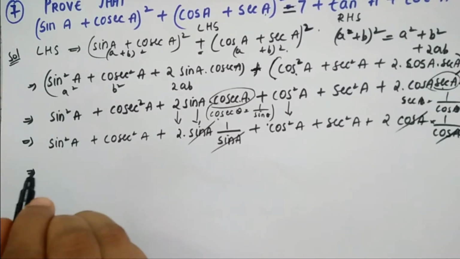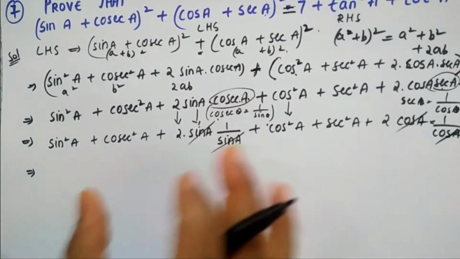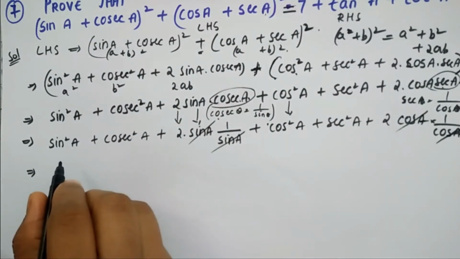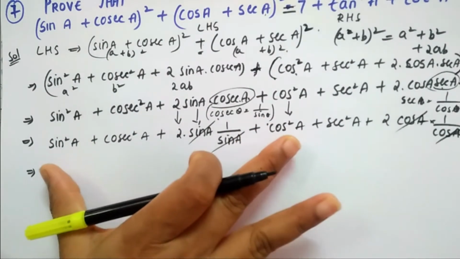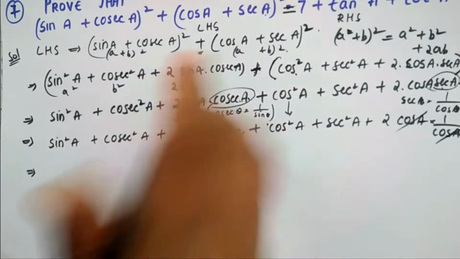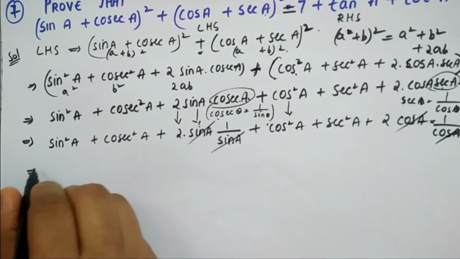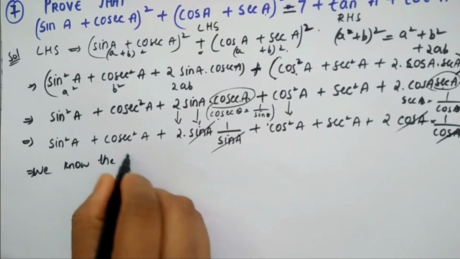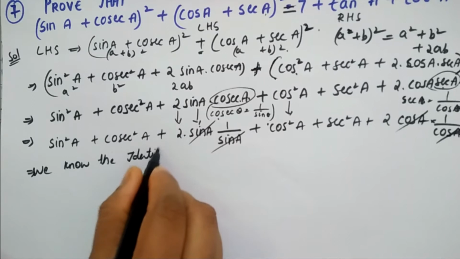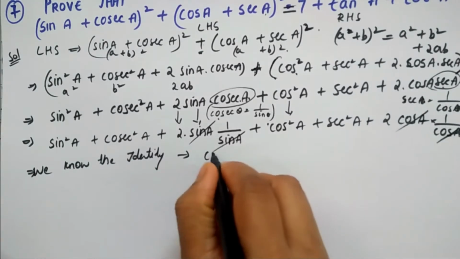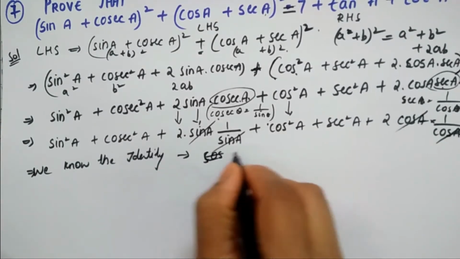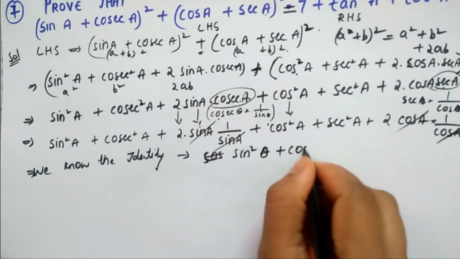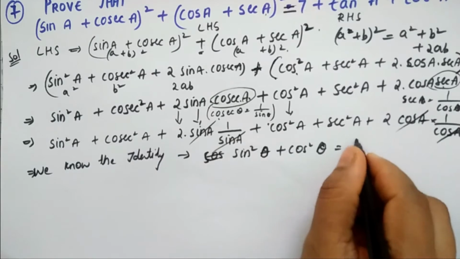Now what we are doing here is getting all the things together. Let's see how we can do that. Sin square A plus cos square A. We do have an identity, right? We know the identity: sin square theta plus cos square theta is equal to 1, right?